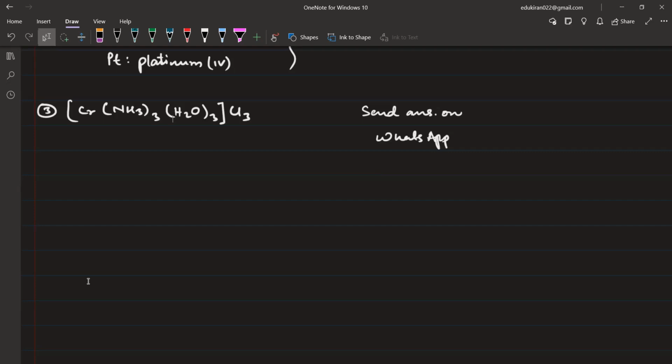Lubna, looking at your answer now. Again, same thing, not chlorido, it will be chloride. Oxidation state is correct, very good. Ligand correct. Yes, very good.